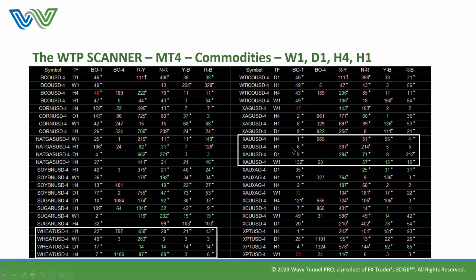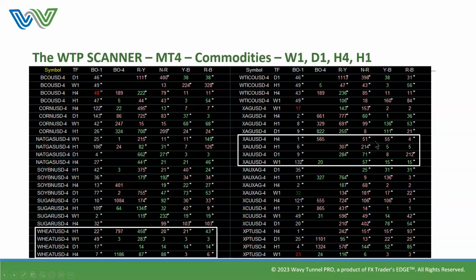Because how did I pick these two to show? Well, on gold, if we look at this breakout one column, this is indicating that the purple arrow showed up on the H4, this candle, and on the H1, 6 candles ago. So I was taking note of this.